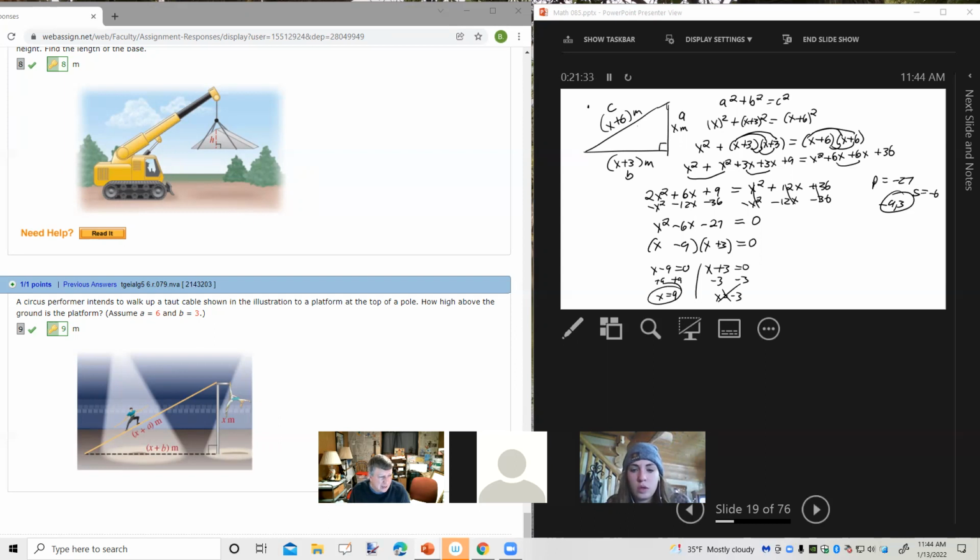It says, how high above the ground is the platform? So that's talking about this distance, which is x. So that would be 9 meters.